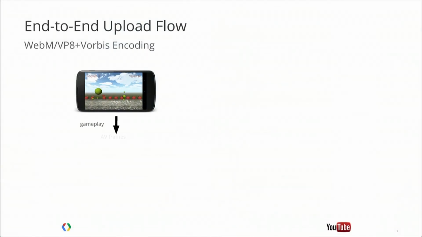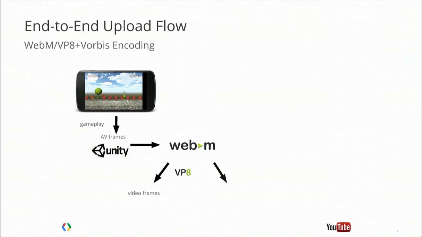So we start with this awesome Unity game. What we actually need to get out of the game engine is the audio and the video frames. This is what is illustrated on this diagram. We're getting the video frames, passing them onto the VP8 encoder. We're getting the audio frames, passing them to the Vorbis encoder, and then using the WebM container in order to create a video file for us.